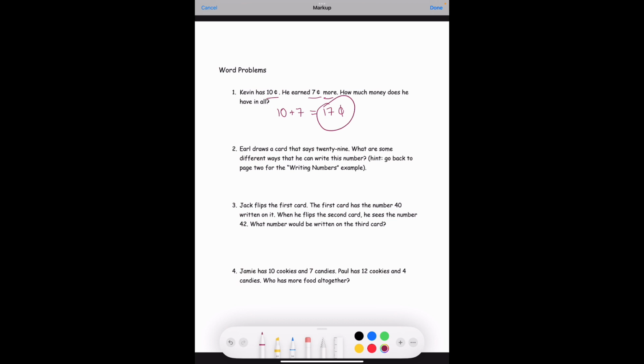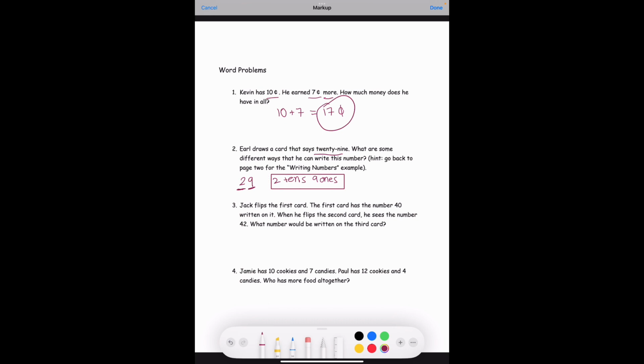Number 2, Earl draws a card that says 29. What are some different ways that he can write this number? Hint, go back to page 2 for the writing numbers example. All right, we learned this. So 29. Let's see how many tens and ones this number has. So the 2 is in the tens place, so there are 2 tens. And the 9 is in the ones place, so there's 9 ones. So that is one way you can write this number.